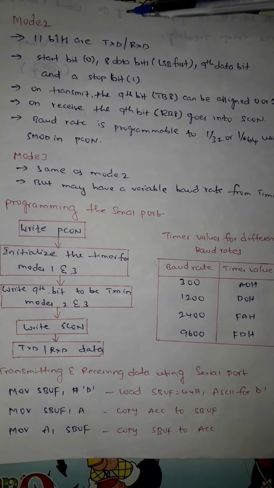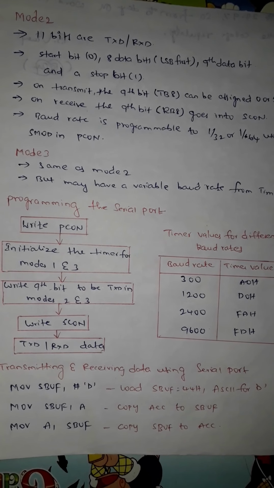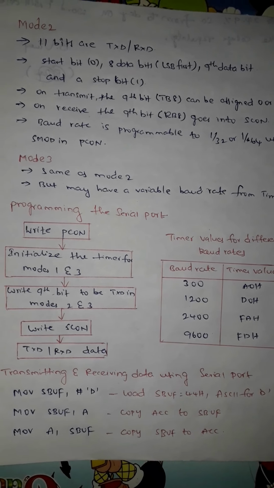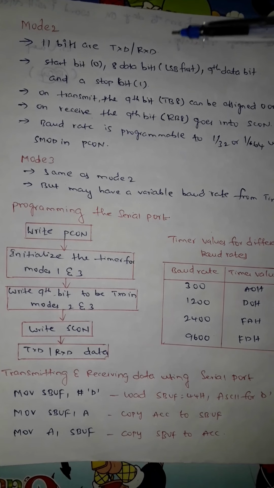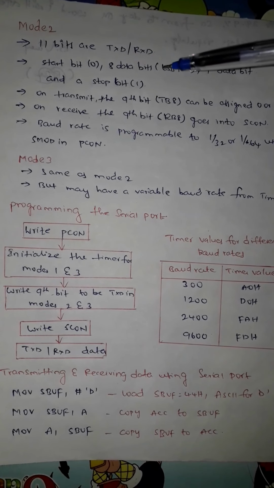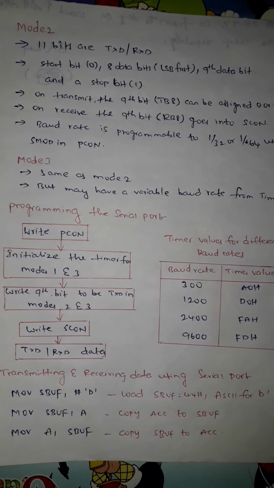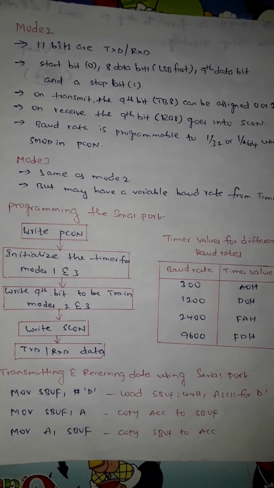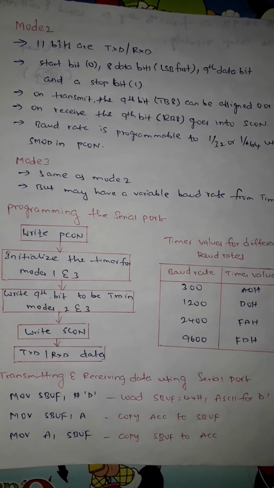So in mode 2, 11 bits are transmitted. Mode 2 and 3 are the 9-bit UART, so an additional 9th bit is used in mode 2 and mode 3. In total you will get 11 bits that may be transmitted or received in mode 2: one start bit, 8 bits of data, a stop bit, and an additional 9th bit. This additional 9th bit can be a parity bit, so you can use an additional parity bit along with 8-bit data and the start and stop bits.